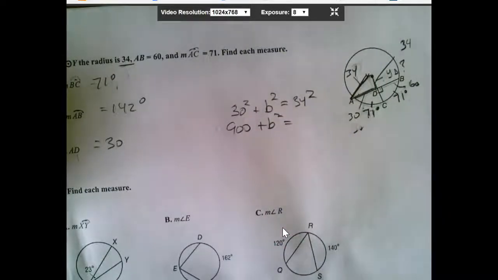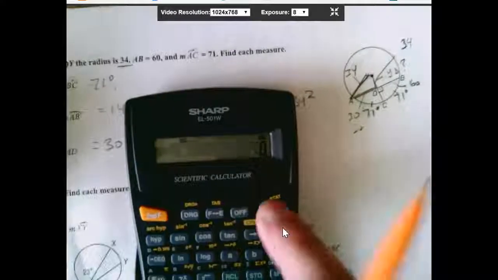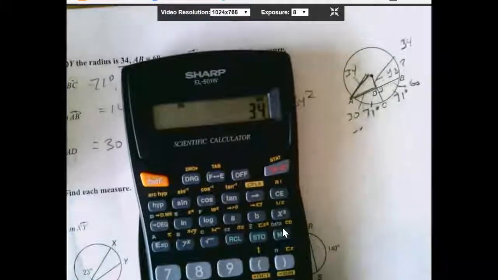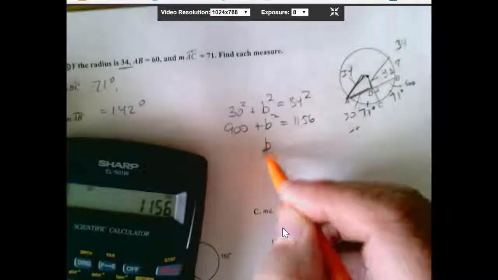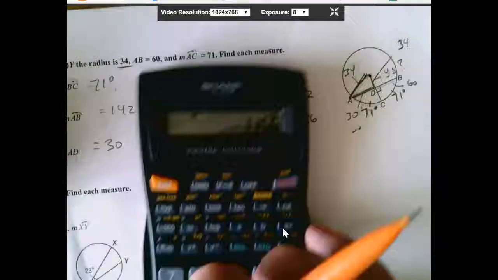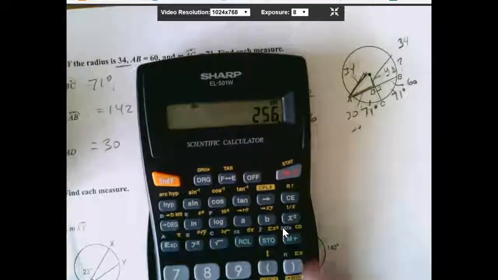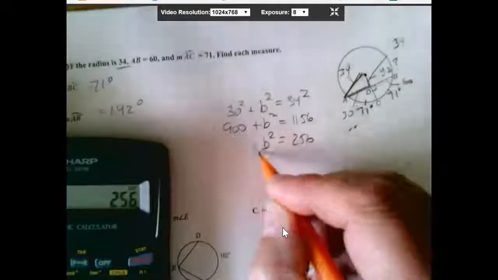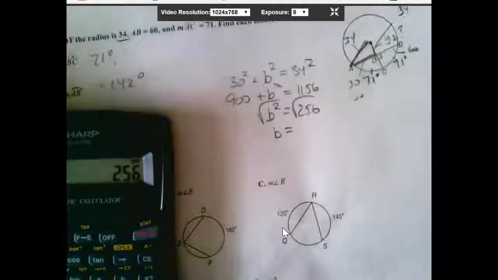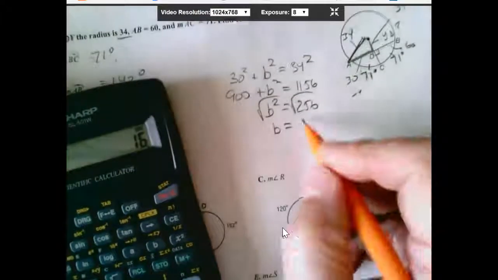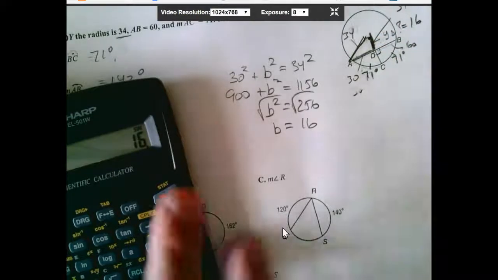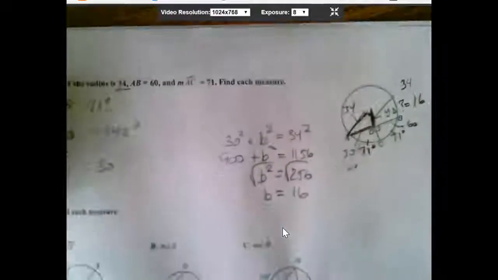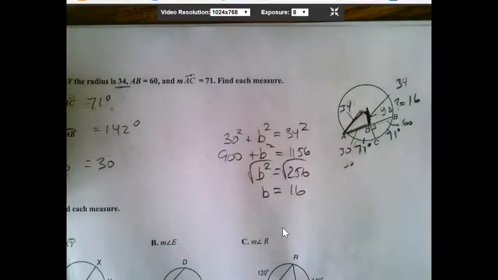Let me grab my calculator. 34 times 34 is 1156, and then we have b squared equals 1156 minus 900, which is 256. Just take the square root of that, and b equals 16. Then we know YD, this segment right here, is 16. That's how you solve them. They're not that difficult to solve. Let me know if you have any questions in class, and that's enough for those. And you can see if you got the right answers.